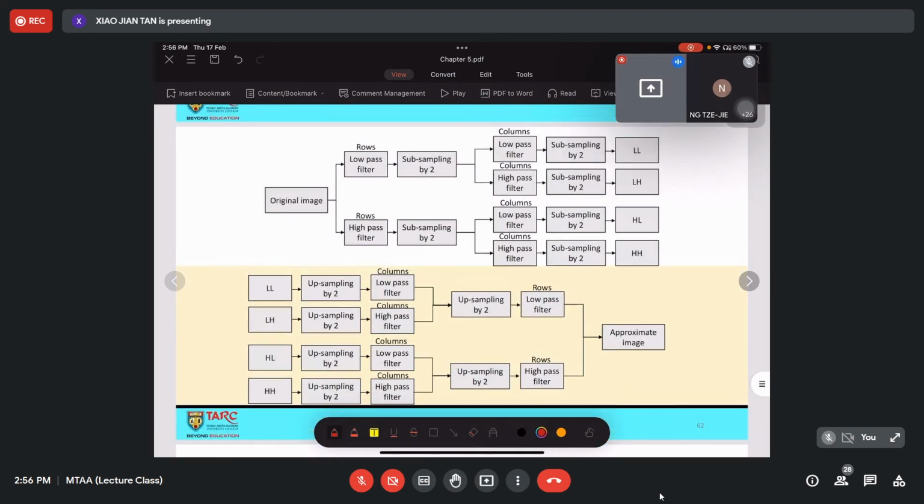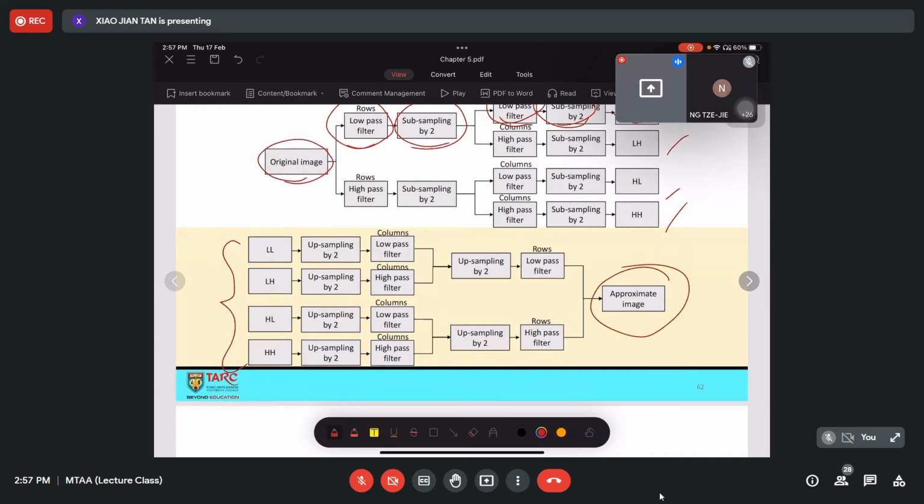So this is the original input image. You apply a low pass filter, subsample by 2, and then apply a low pass filter again and subsample, and you will get LL. Continuing, you will get the 4: LL, LH, HL, and HH. From these 4, you can combine them together to form the approximate image. We call it an approximate image because it approximates the original one. It is not identical because you already did the low pass filter.